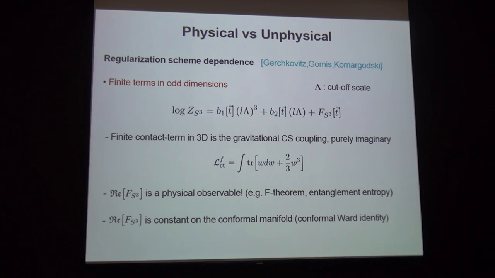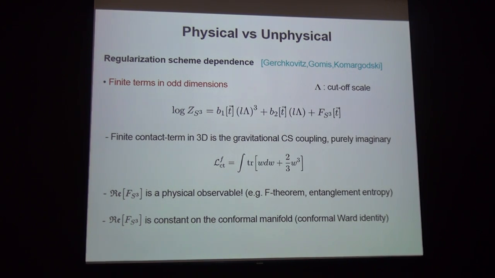Okay. So for completeness, let me discuss this finite term in the odd dimensional space-time. Well, in three dimensions, the only possible finite contact term you can add to the theory is a three-dimensional gravitational Chern-Simons coupling, which is given by these expressions, where omega is the spin connection. And this gravitational Chern-Simons coupling, as you can see, is purely imaginary. So at least the real part of this finite term of the three-sphere partition function is independent of the choice of the regularization scheme, and it must have some physical meaning.